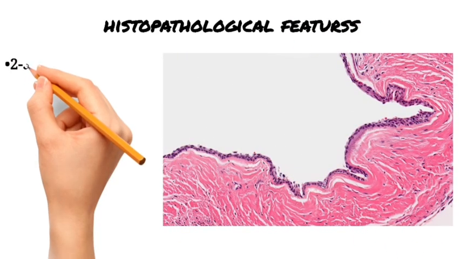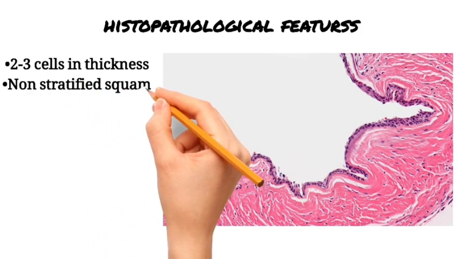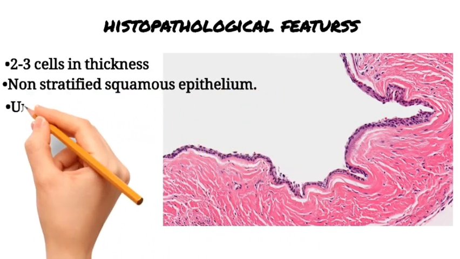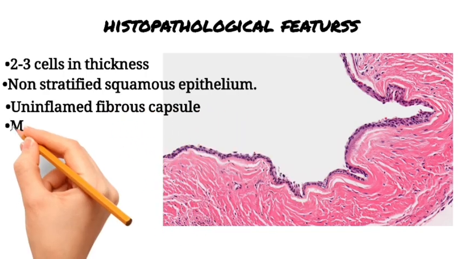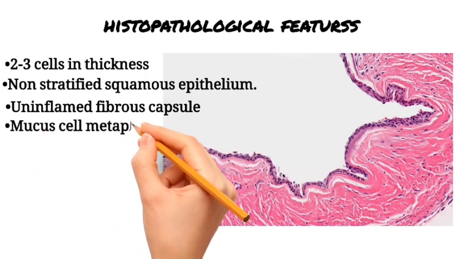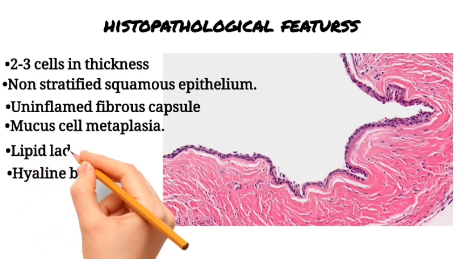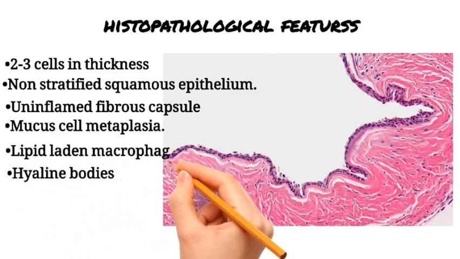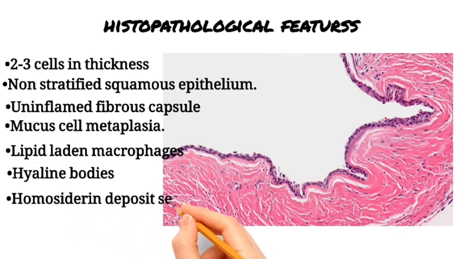This is a histological diagram of the dentigerous cyst. The first one, the epithelium is 2 to 3 cells in thickness and is non-keratinized stratified squamous epithelium. The fibrous capsule is usually uninflamed. There is mucous cell metaplasia, where one cell form changes into another form. Lipid-laden macrophages are also present. Hyaline bodies are present and hemosiderin deposits are seen.